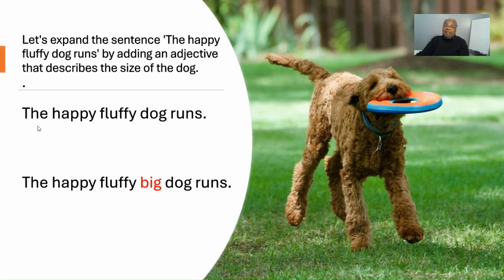Let's expand the sentence, the happy, fluffy dog runs, by adding an adjective that describes the size of the dog. The dog is big. Therefore, we've included the adjective big in the sentence. Let us read the sentence together. Ready? Let us begin. The happy, fluffy, big dog runs.